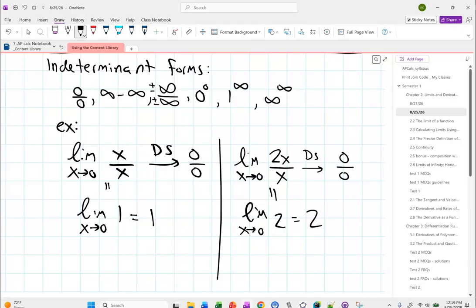Rodrigo? I'm just confused how 2x over x became 0 over 0. If I do a direct substitution, if I plug 0 in for x, I get 0, right? Because 2 times 0 is 0. Oh, right. If x was 0. But if I reduce first, it's 2, and the limit of 2 is just a constant. I forgot the 0. Is that okay? Yeah, that makes sense. Okay.